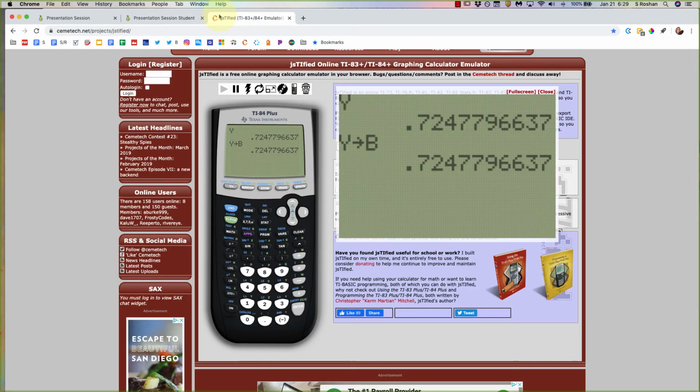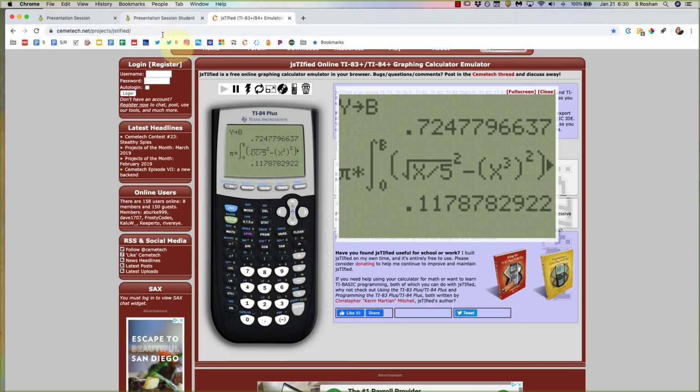So on our calculator, we would do pi times math 9, 0 to alpha B, and now I'm doing that root x over 5, all under the root, squared, minus x cubed, squared, dx. And that should be my answer, 0.1179.